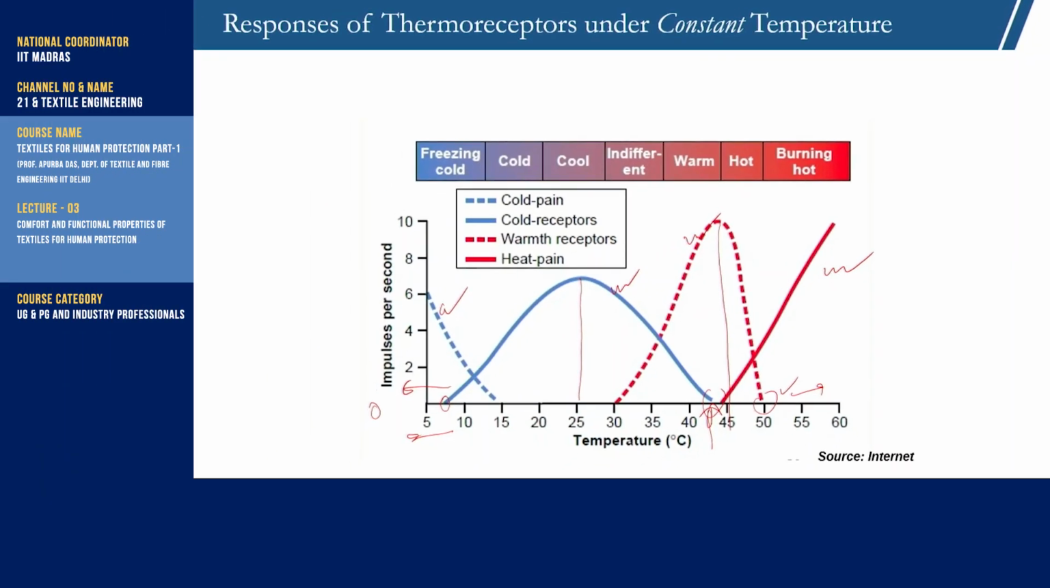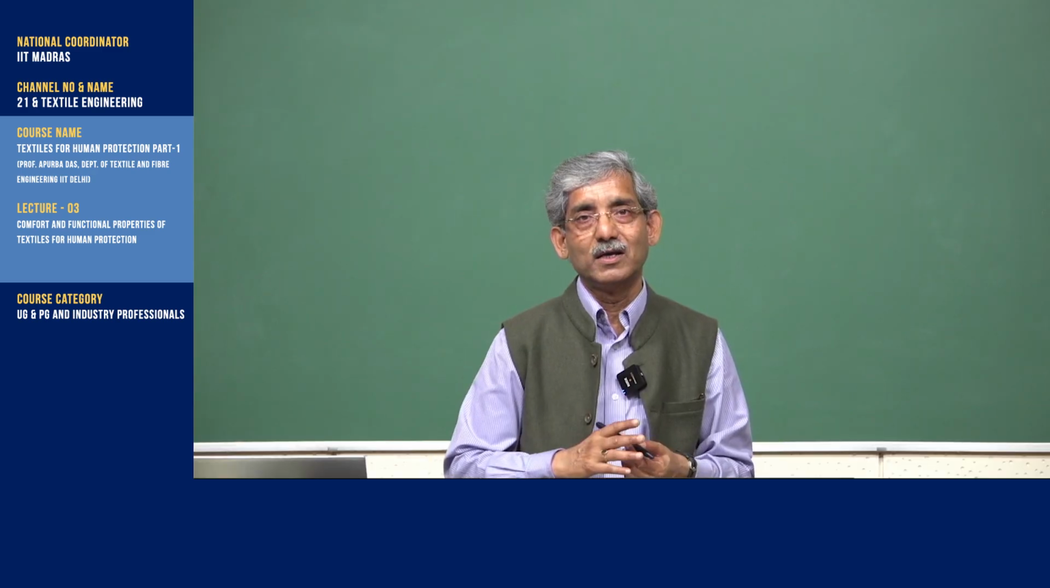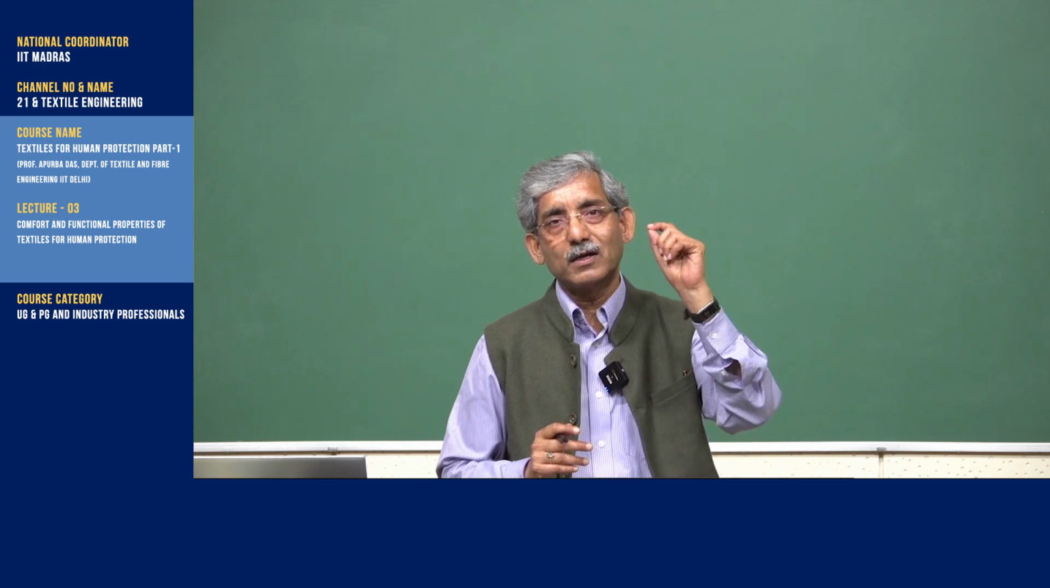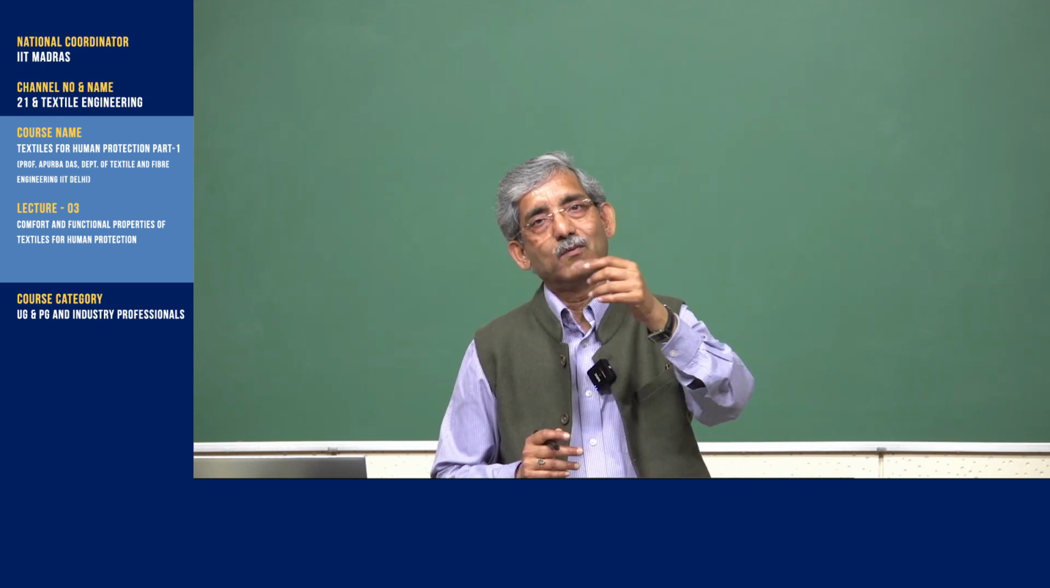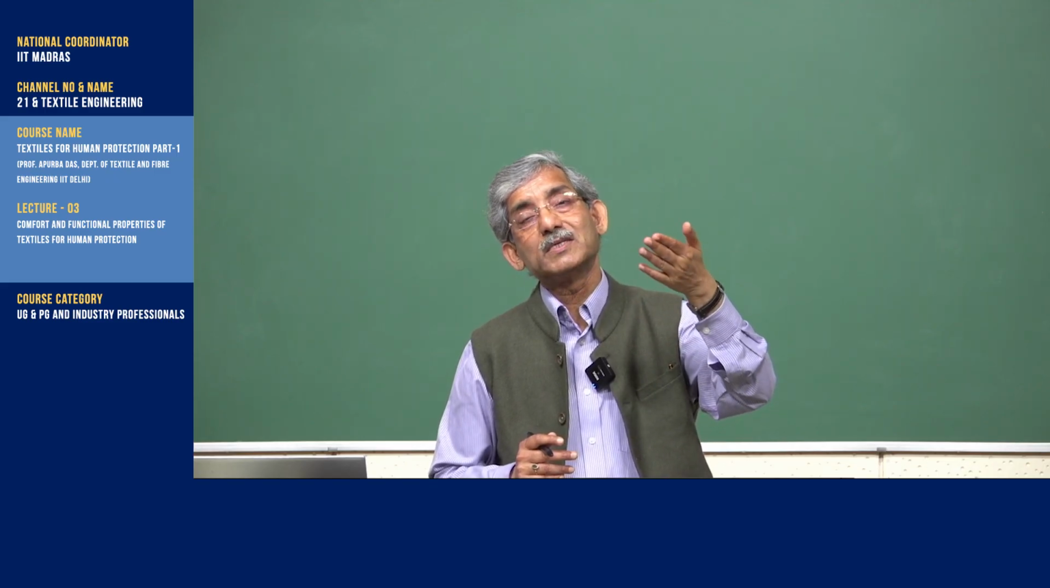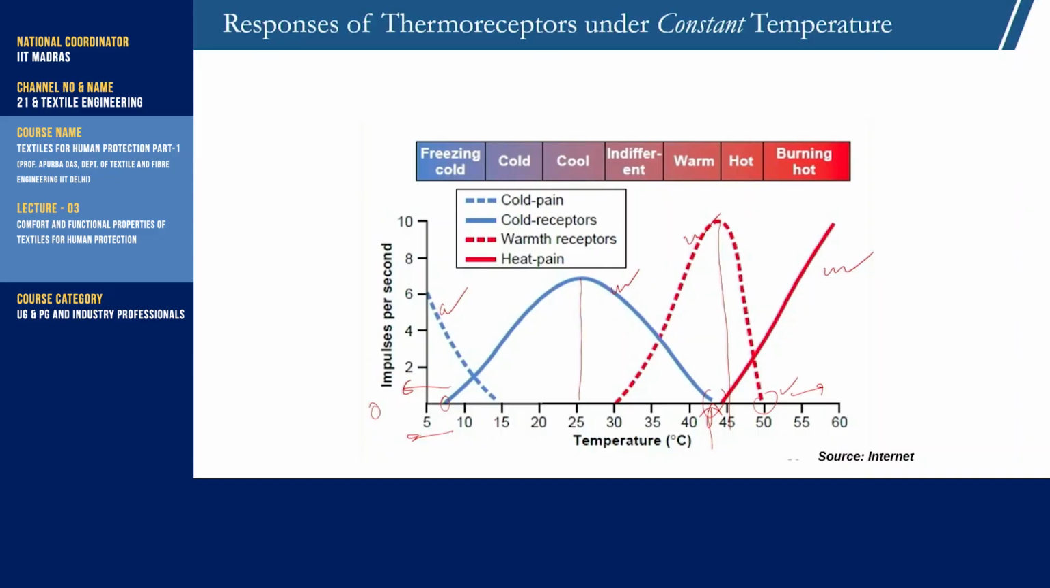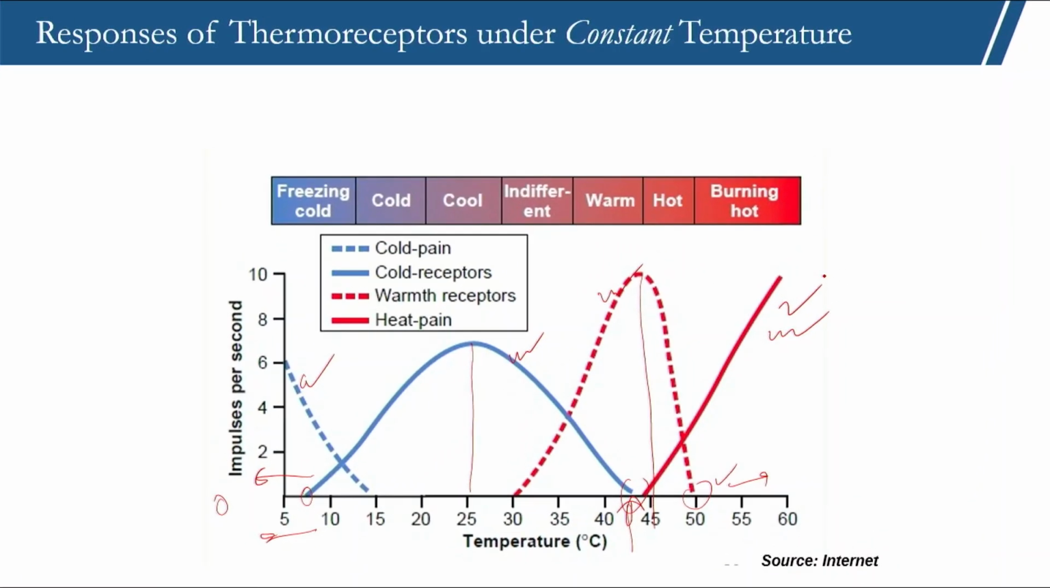Similarly, if we dip our hand in boiling water, initially it will feel warm, but after a fraction of a second it will basically be pain, which is the sensation by the heat pain receptors. So, for extreme heat and extreme cold, we should design our clothing in such a fashion that the temperature of our skin stays within the tolerable limit.